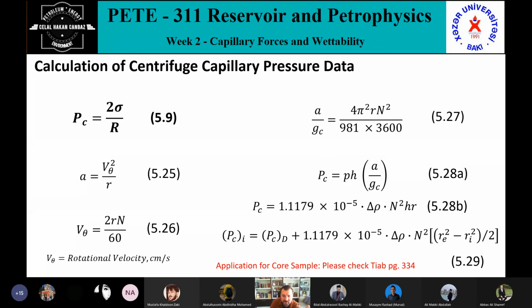Okay. So another thing here I can say. For an application for the core sample, you can check the TIAB book, page 334. Okay, this will give you a good idea, and basic, of course, it's basic, but it can give you a good idea regarding how the capillary pressure data is calculated by using this centrifuge method.